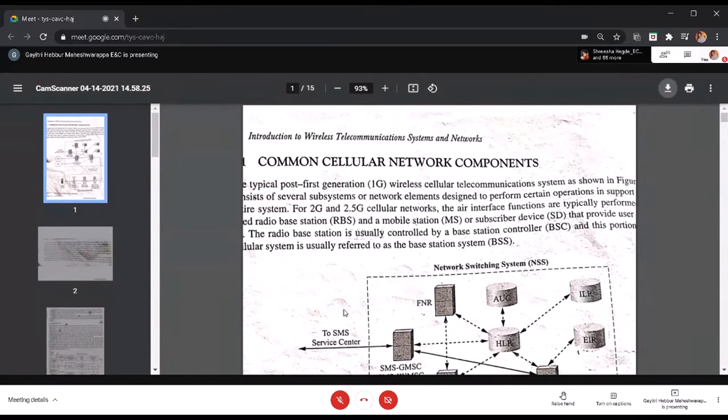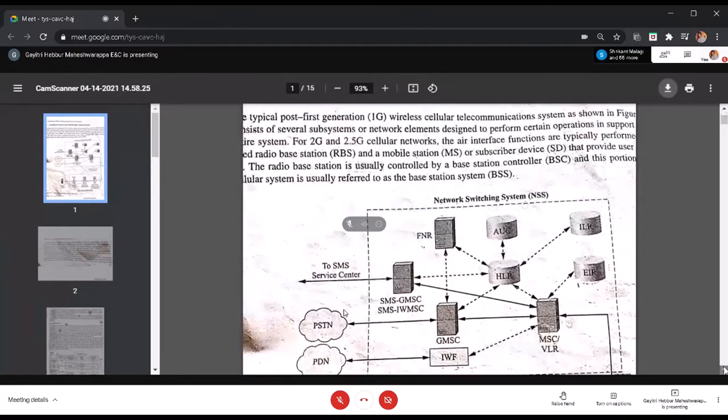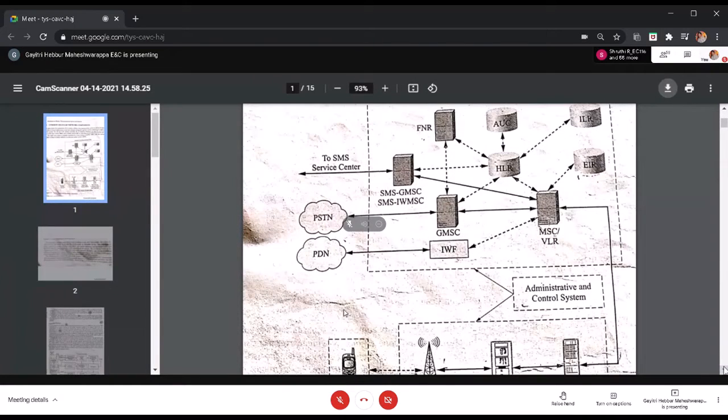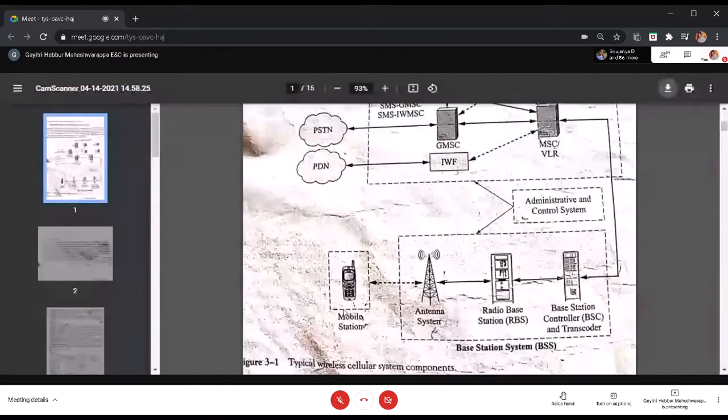Okay, we'll start now. So I think we have started with common cellular network components, I think 15 days back. So we just went through the components which are present in the cellular network, which is divided into three main sections. One is mobile, called the subscriber device, and we have a base station system. The base station system consists of the antenna, the radio base station, and a base station controller and transcoder. So we collectively call it the base station system.